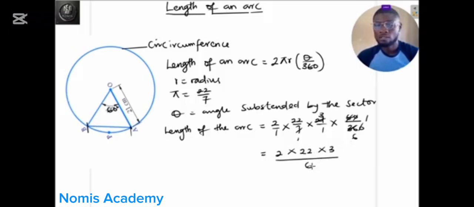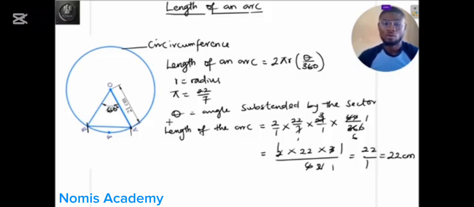So I can further say 3 here 1, 3 here 2, 3 here 1. So 2 here 1, 2 here 1. So I'm left with 1 times 22 times 1, that is 22. 1 is left at the denominator, so 22 over 1. So our answer here is 22 centimeters. So the length of this arc is 22 centimeters.